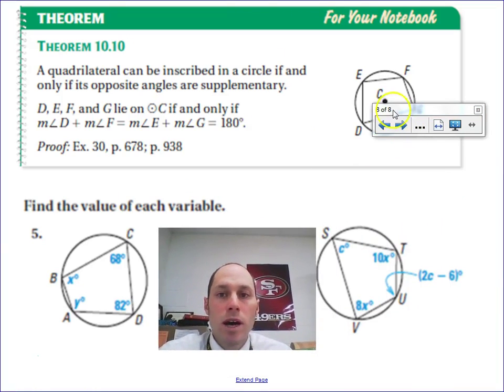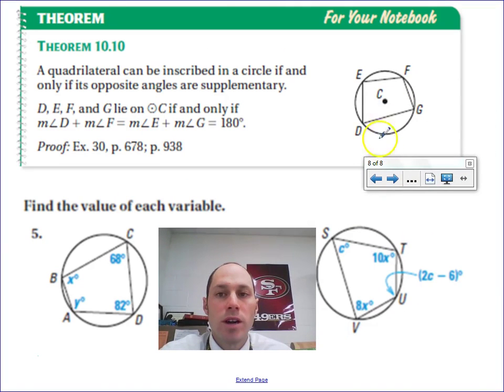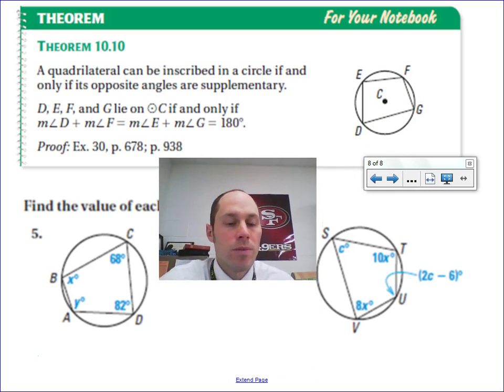And finally, as we talk about quadrilaterals, they can be inscribed in a circle if and only if the opposite angles are supplementary. So if D, E, F, and G are all on circle C, D plus F are supplementary, and E plus G, those are supplementary. And all of them would add up to 360 because that's how many degrees are in a quadrilateral.